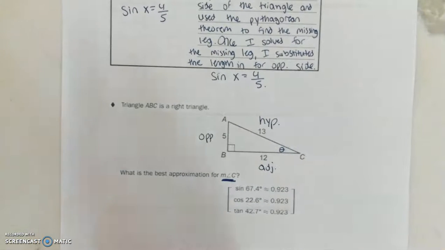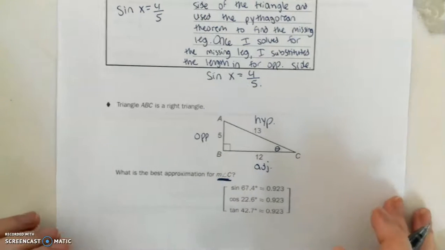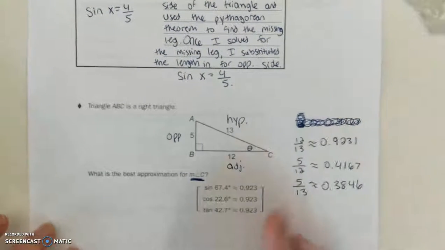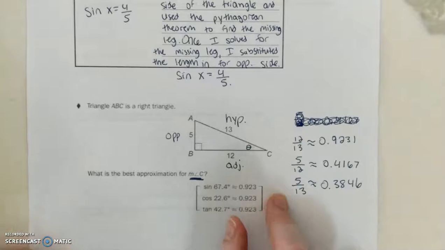All right, so I'm going to start off by doing this problem using these three ratios, right? So basically sine of 67.4 degrees is equal to this. Cosine of 22.6 is equal to this, and tangent of 42.7 is equal to this. Well, these are some sort of fractions, right? So the different possibilities we have are these ratios that I just wrote down for you.